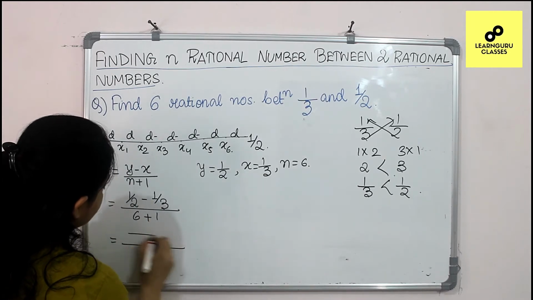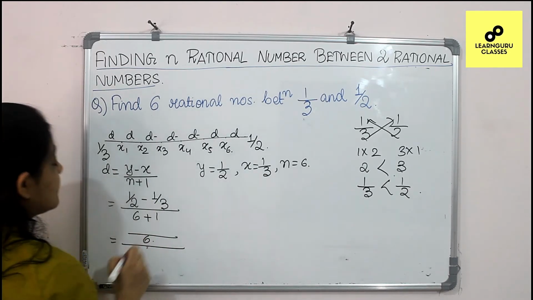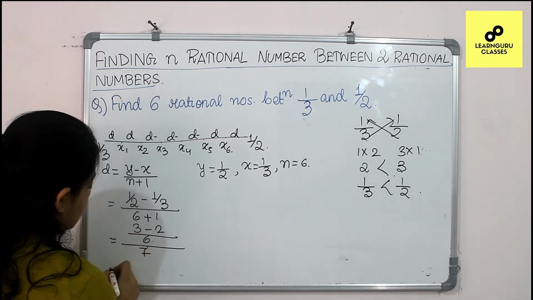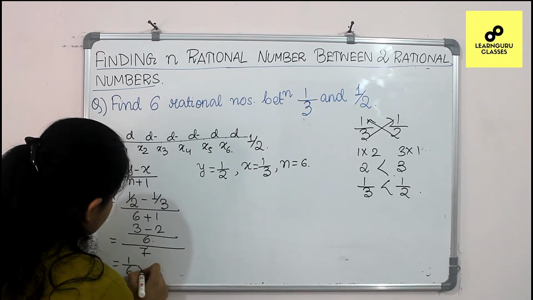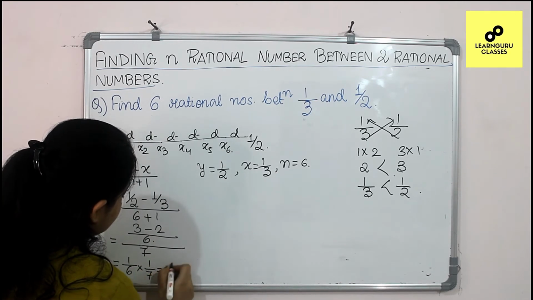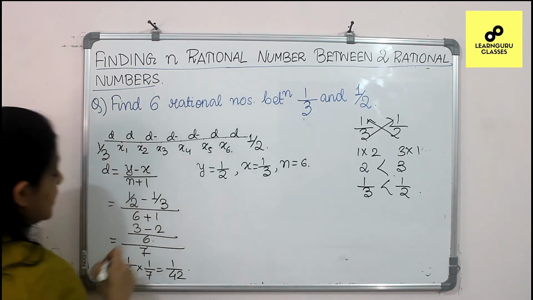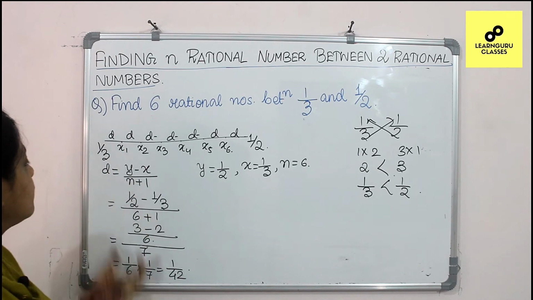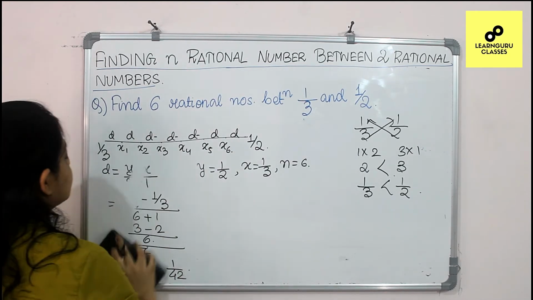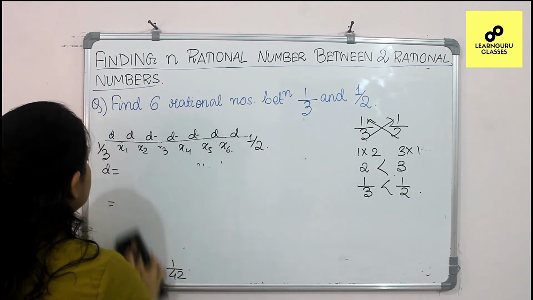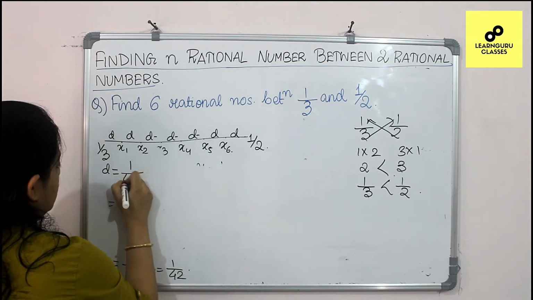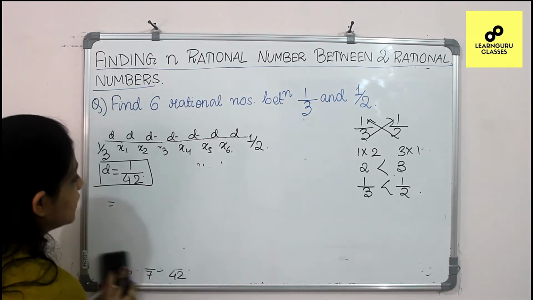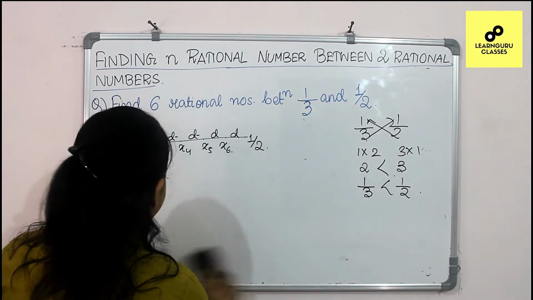So do the LCM. 2 into 3 is 6. LCM of 2 and 3 is 6. So 3 minus 2 by 7. So 1 by 6 into 1 by 7, that is 1 by 42, is the value of the common difference. So once we know the value of d has come out to be 1 by 42, we are keeping only the value of d and the rest of the things we are rubbing.